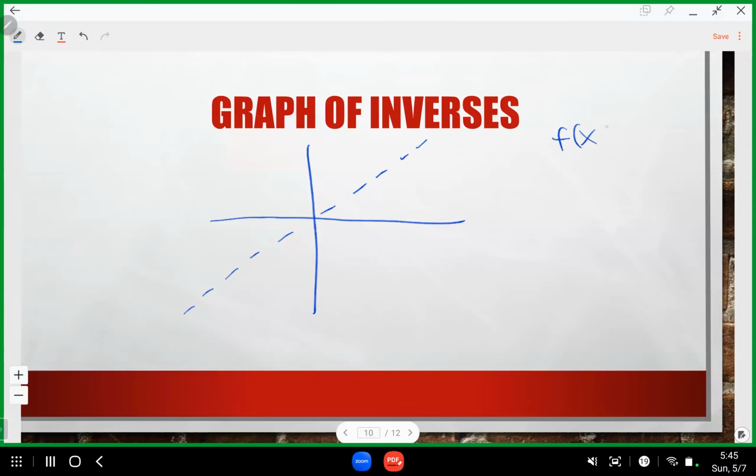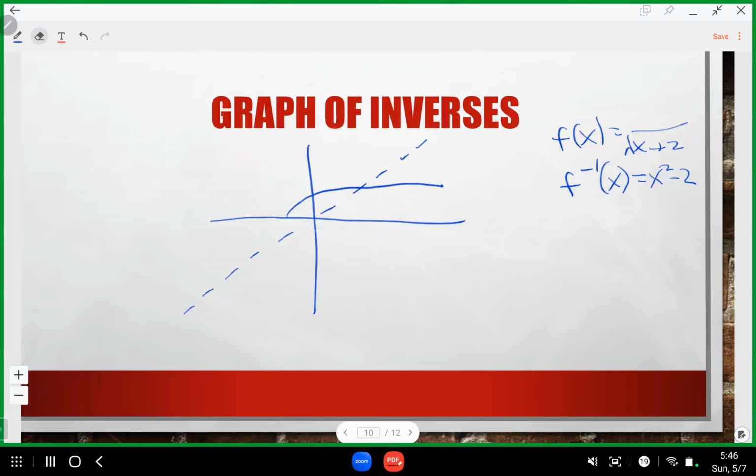If you have f of x is equal to the square root of x plus 2, and f inverse of x is equal to x squared minus 2, we can graph these and we get something like this, right? Well, does it look reflected over the line? No, it doesn't, because this parabola looks off, right?